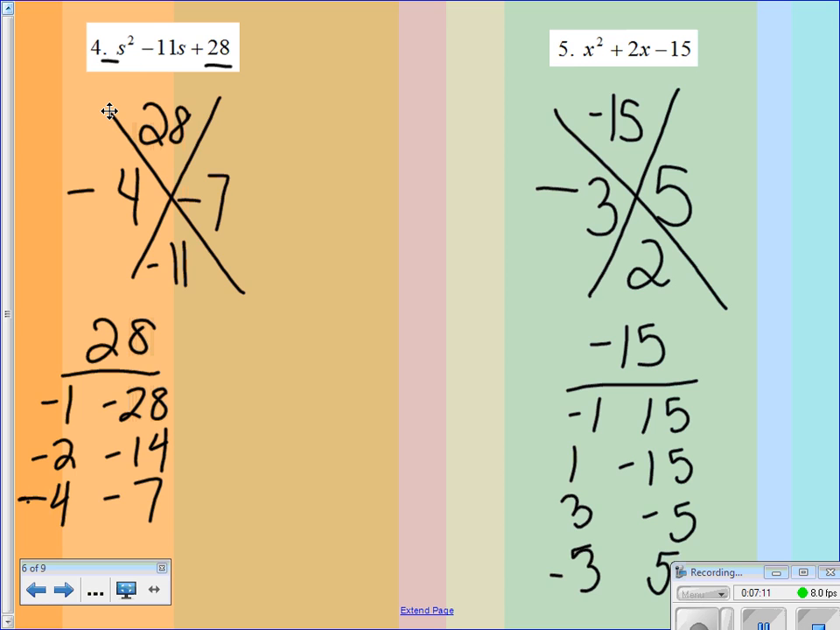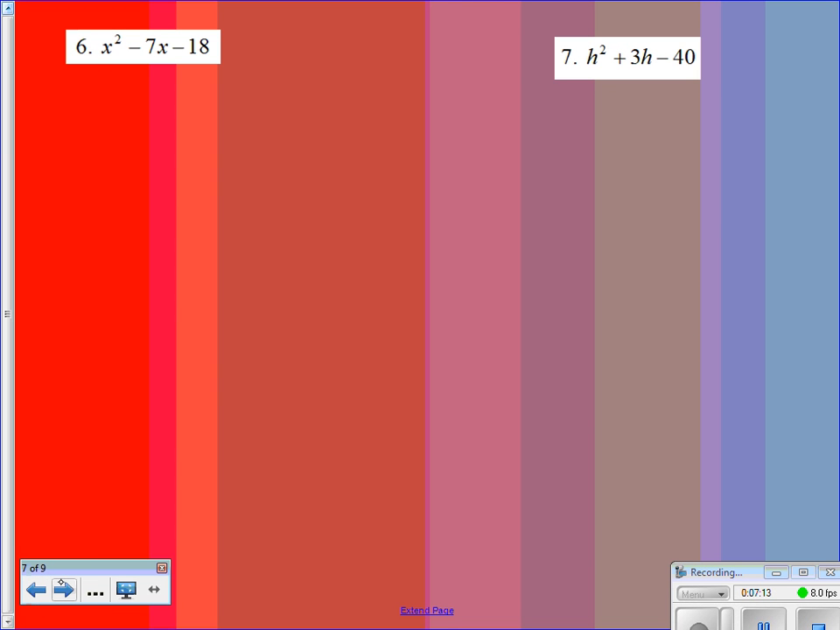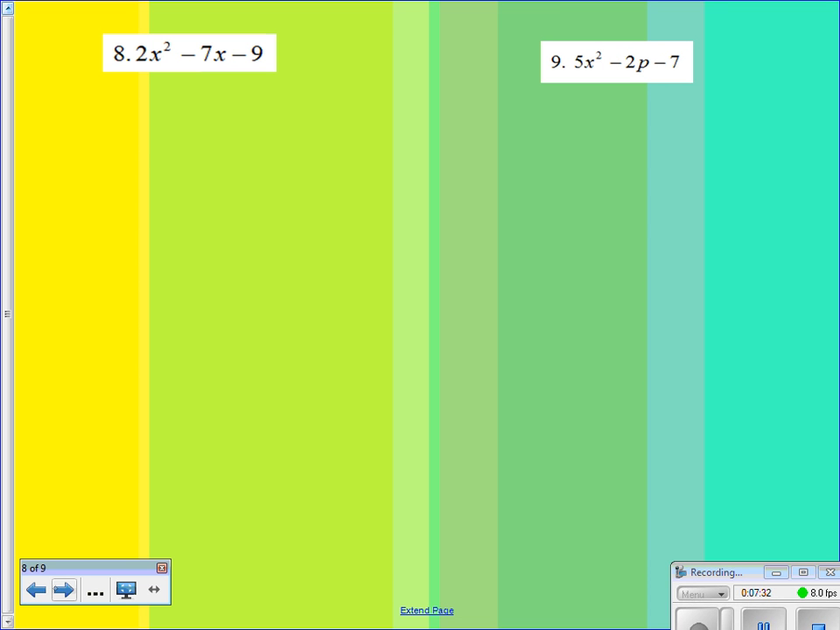So I want you to go ahead and try these next two. Try 6 and 7. Note that when you set up number 6, you're also going to have a negative sum. So when you're setting up your X's, make sure that you're taking the signs with you. Okay, so go ahead and set those up. Pause the video, and when you're done, press continue. I'm going to do number 8, then I'm going to have you guys try number 9.